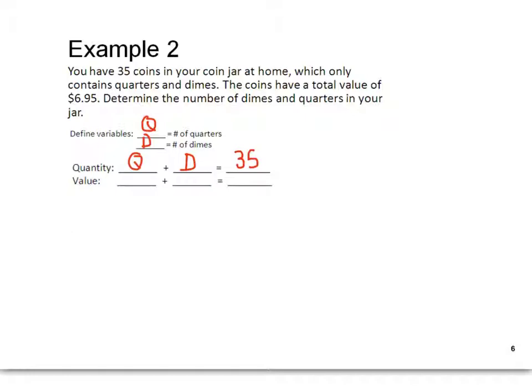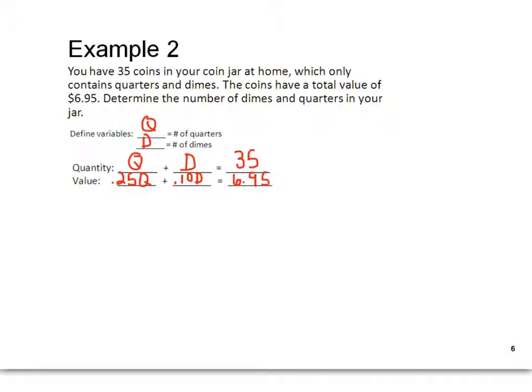Then your other equation is going to talk about value. And so we have to use our own prior knowledge for this, because we all hopefully know how much a quarter is worth. It's worth 25 cents. So we would say 0.25 times Q plus a dime is worth 10 cents, so that's 0.10 D. That has to add up to be the value they told us in the problem, which is 6.95.